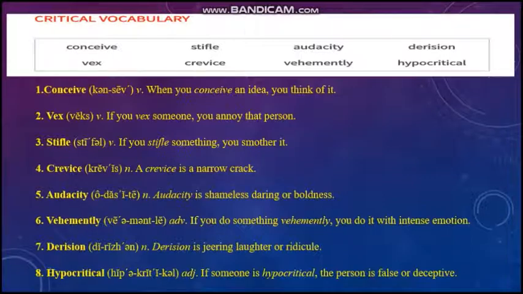Number 6 is vehemently, an adverb. If you do something vehemently, you do it with intense emotion. So vehemently means with full or intense emotion. Number 7, derision, a noun, meaning jeering, laughter, or ridicule. Number 8, hypocritical, an adjective. If someone is hypocritical, the person is false or deceptive.